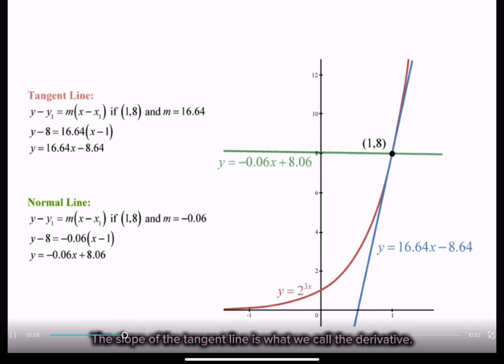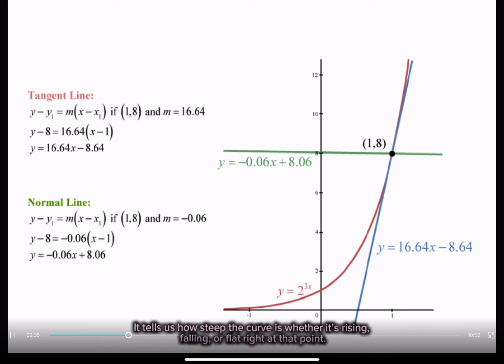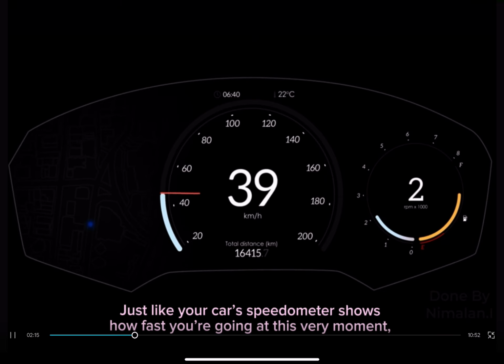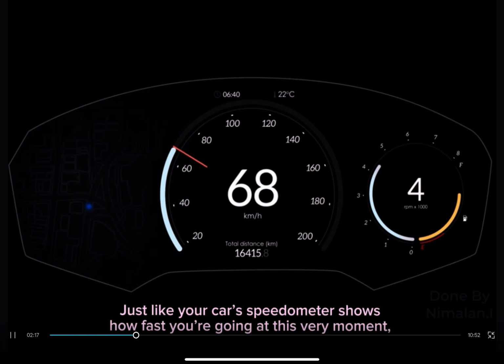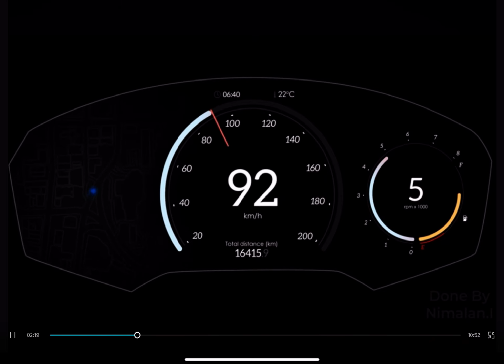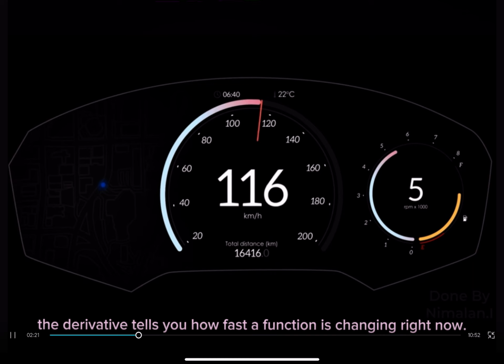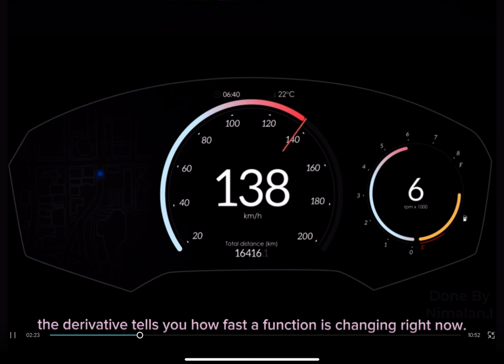The slope of the tangent line is what we call a derivative. It just tells us how steep the curve is wherever it's rising, falling, or flat right at that point. Just like your car's speedometer shows how fast you're going at this very moment, the derivative tells us how fast the function is changing right now.